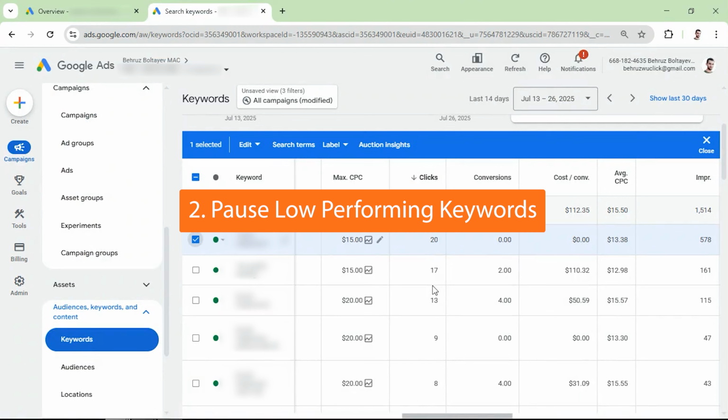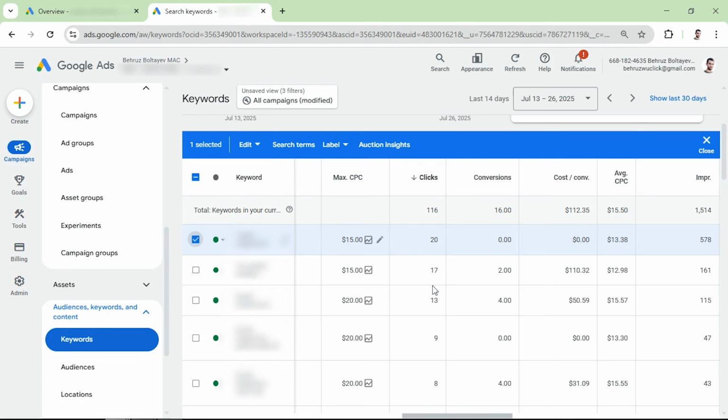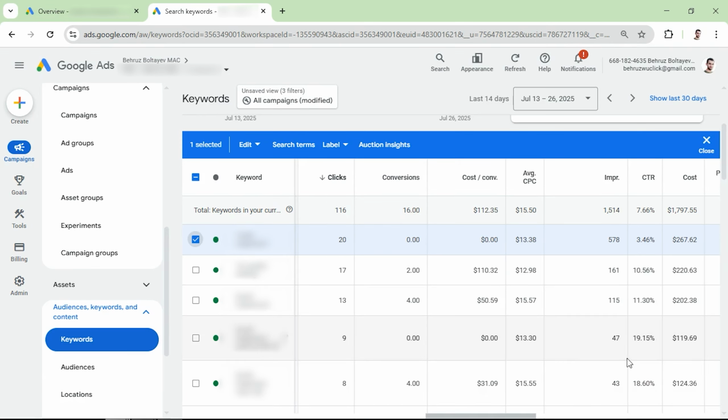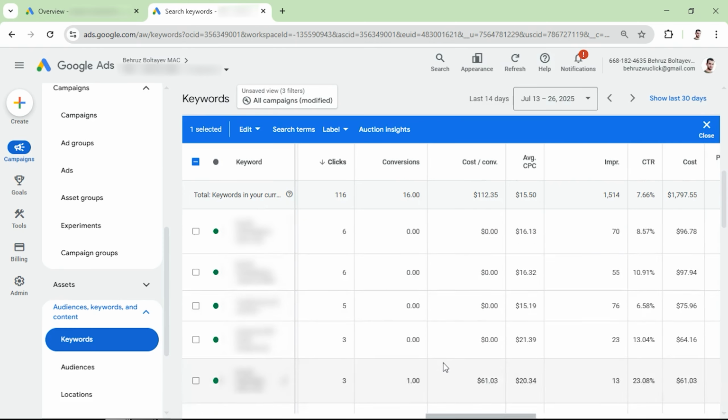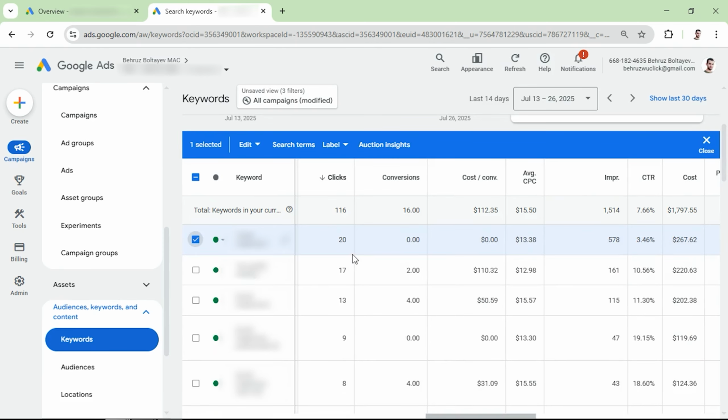We need to pause lower performing keywords. Firstly, you need to analyze all of those lower performing keywords. For example, this keyword got 9 clicks and spent $119. We can keep it for now, and we can analyze other keywords as well. That keyword was one of the highest spending keywords. It has spent $267, but it hasn't converted yet. So I will definitely pause this keyword.